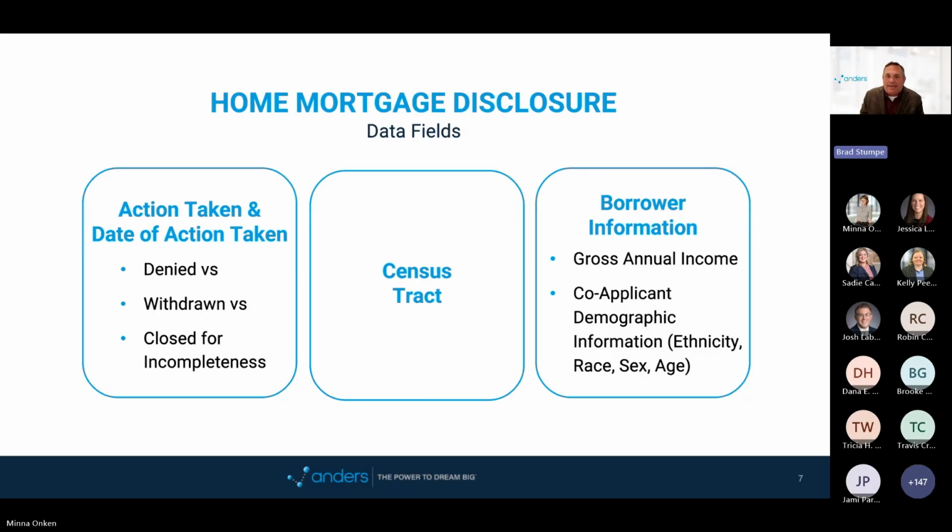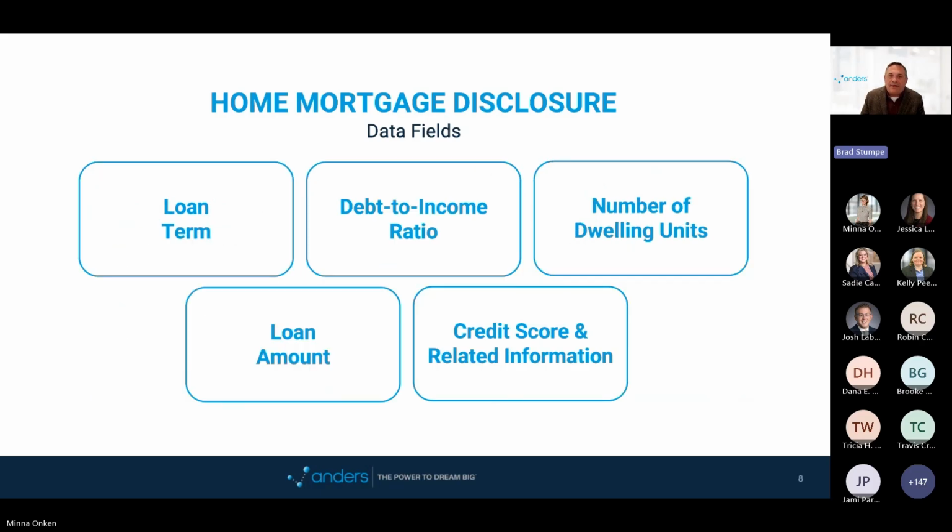All right, next slide. And I think this is the last one for HMDA, and I think we can make it quick. Loan term. The main error we see here is reporting the amortization term rather than the loan term when the loan is not fully amortizing. Report the loan term, not the amortization term.